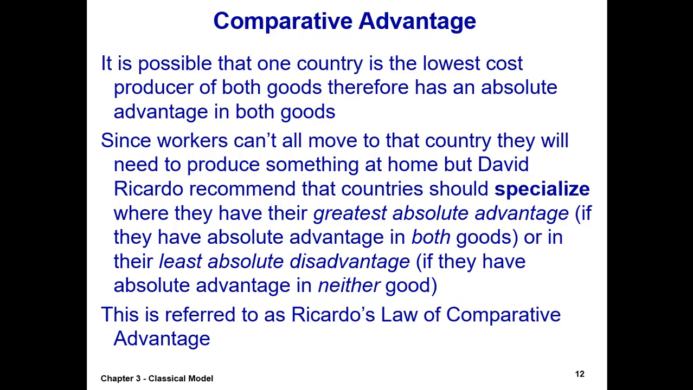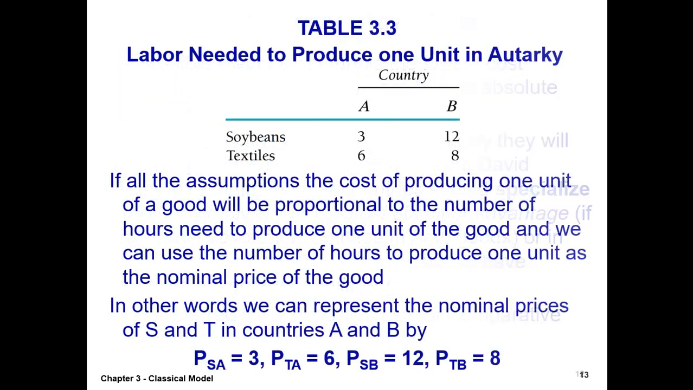So what he says is that it's more important to compare the opportunity cost instead of the absolute cost, and then be able to decide who has the lower opportunity cost, and then use that for your comparative advantage. And the example he gives shows that in this case, country A has the absolute advantage in both goods because they use less labor to produce both goods.